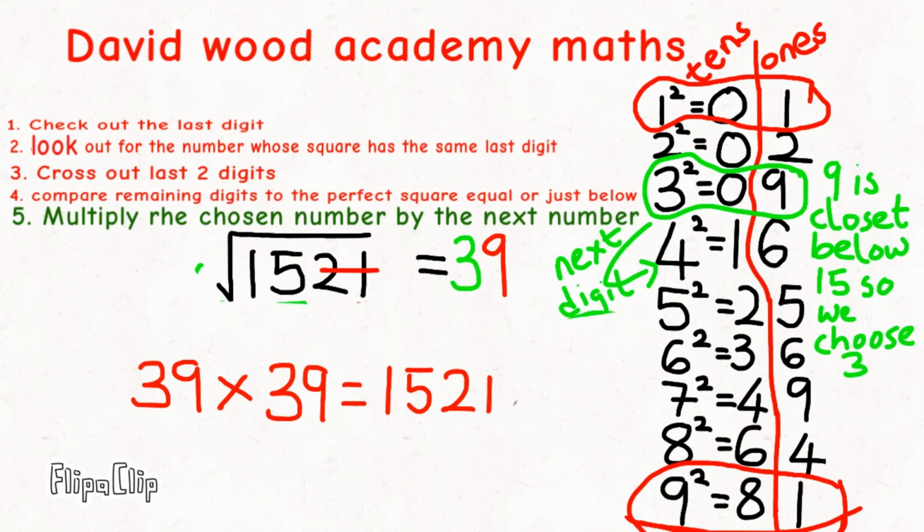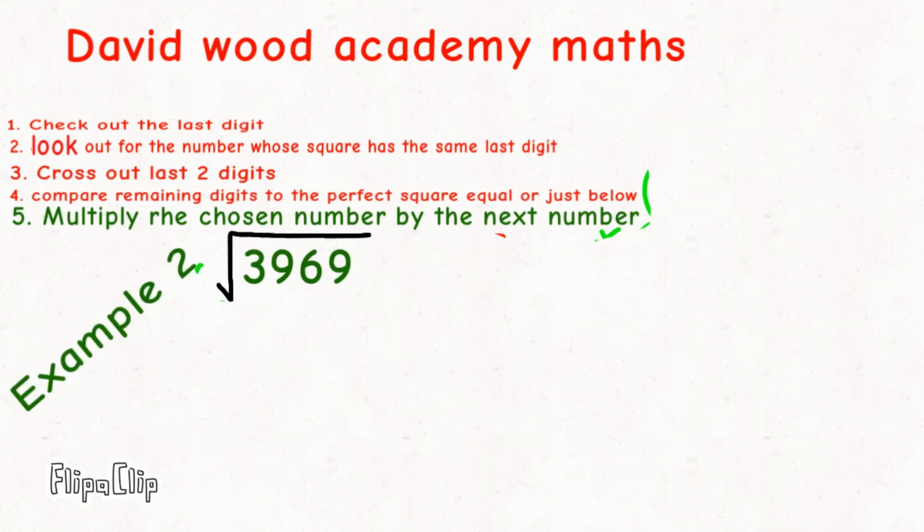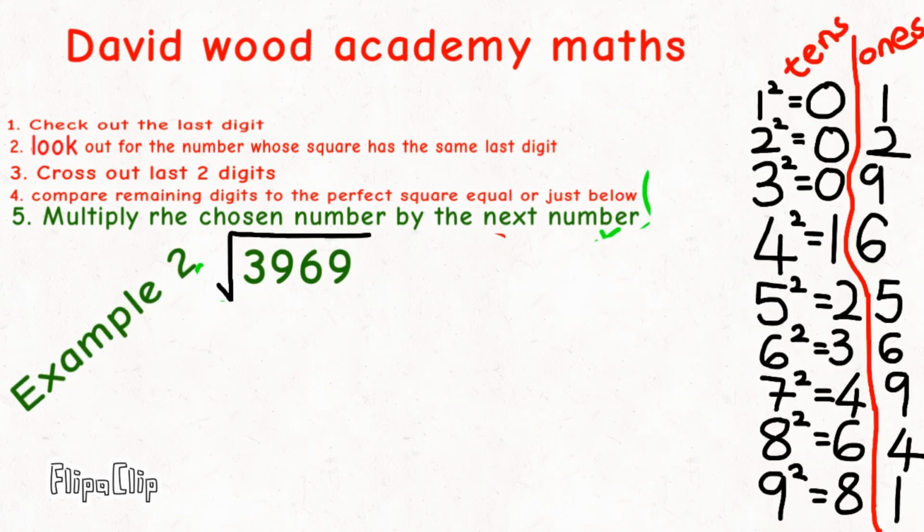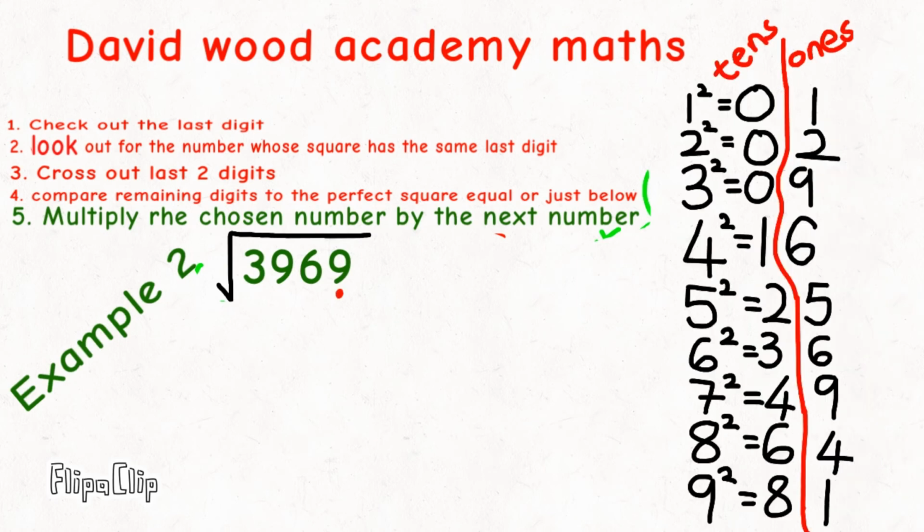And that is it. We got it. 39 times 39 is equal to 1521, which means the square root of 1521 is 39. Example 2. Find the square root of 3969. In other words, find two numbers that you can multiply to get the perfect square 3969. Step 1. Check out the last digit.